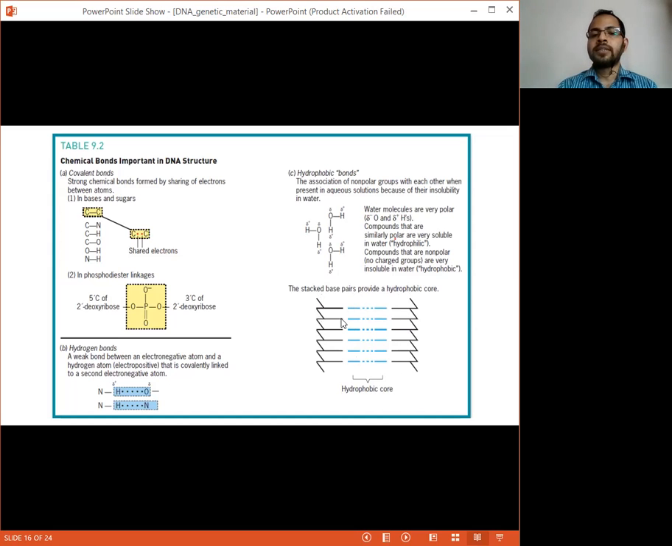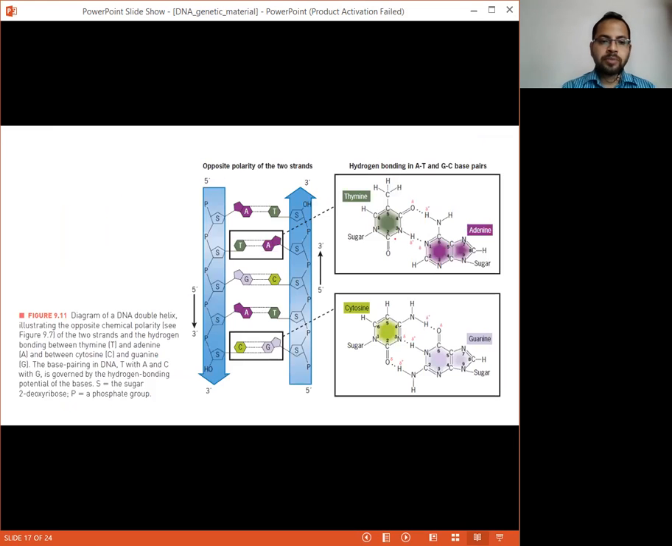So remember that the interior portion of the DNA is hydrophobic in nature, but the outer side is negatively charged. That's why the outer side can interact with the histone molecules, which are positively charged. Is it clear? Yes, sir. Good. Why am I telling you so? Because DNA structure is totally dependent on these characteristics, so these are very much important.